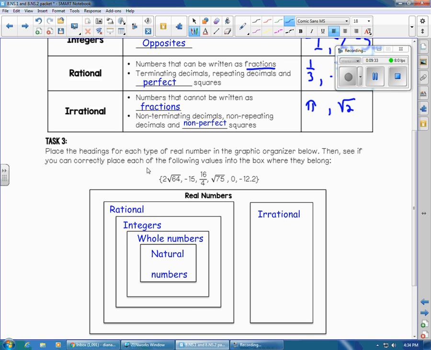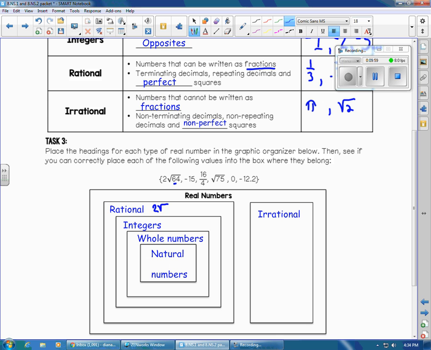Okay, now they're asking us to put some numbers in. Place the headings for each type of number in the graphic organizer, then see if you can correctly place each of the following values into the box where they belong. So let's look at this. 2 times the square root of 64. The square root of 64 is a perfect square, so that's going to fall in the rational box.